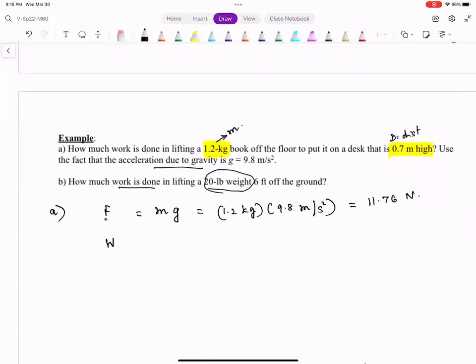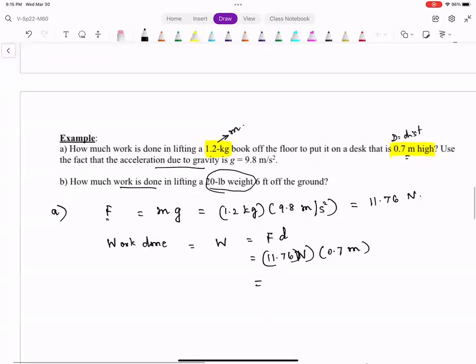Now we want to find out the work done, denoted by W. W equals force multiplied by distance. Force is 11.76 Newton and distance moved is 0.7 meter. If you multiply these two, we are going to get 8.2 Newton meter, or approximately 8.2 Joule.